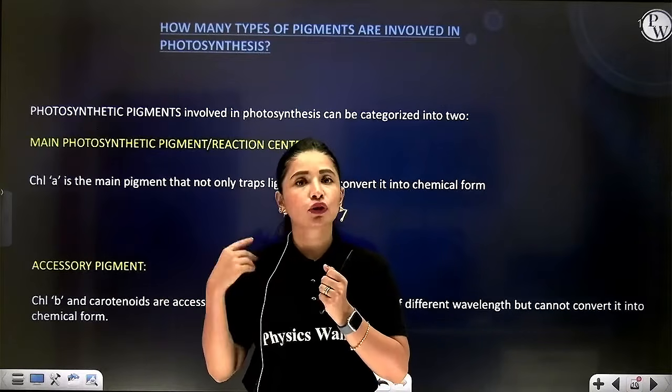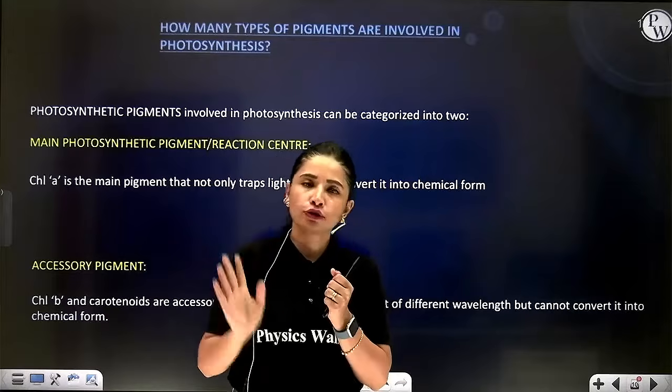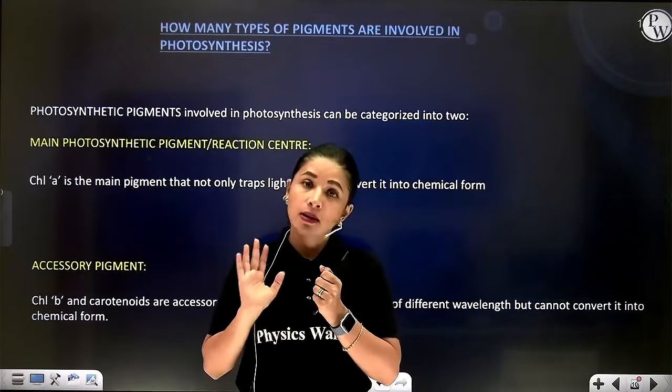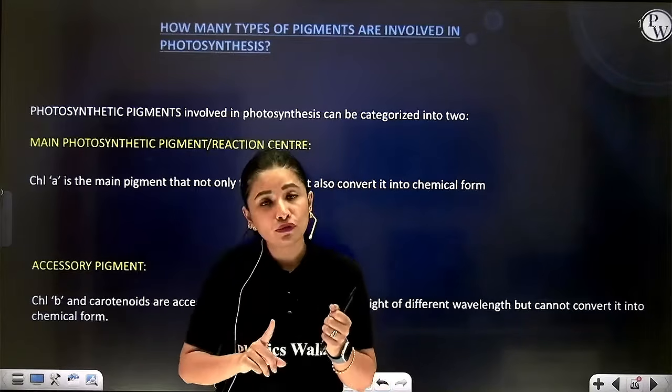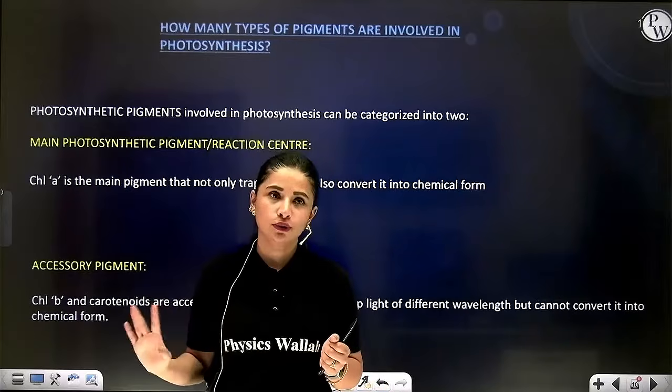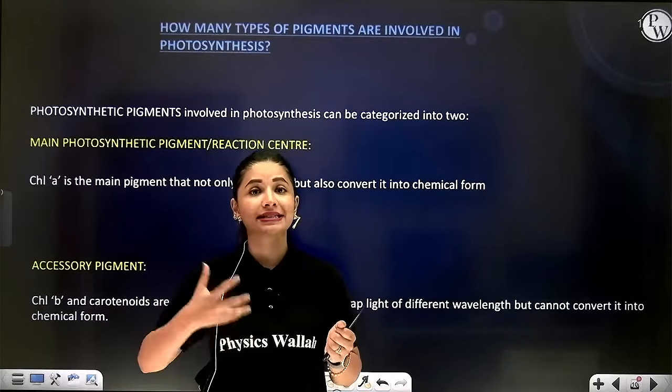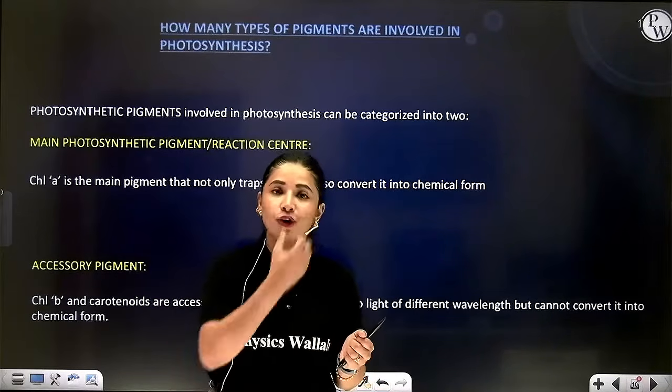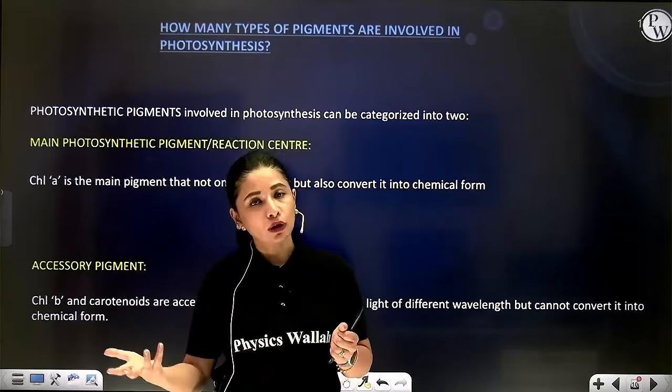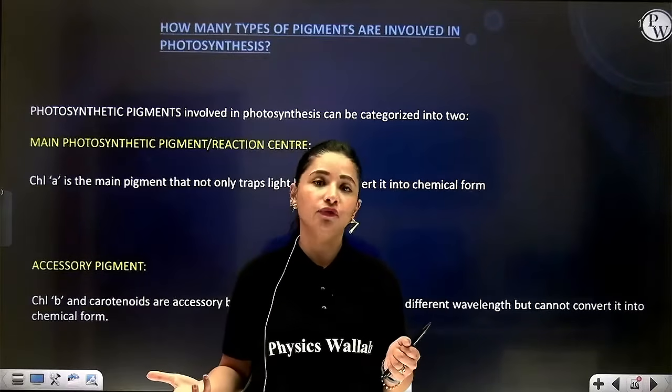You may remove chlorophyll B, the plant is okay. You remove xanthophyll and carotenoids, the plant is okay. But if you remove chlorophyll A, the plant is not okay, because chlorophyll A is the main pigment. It not only absorbs light but also converts it into chemical form.